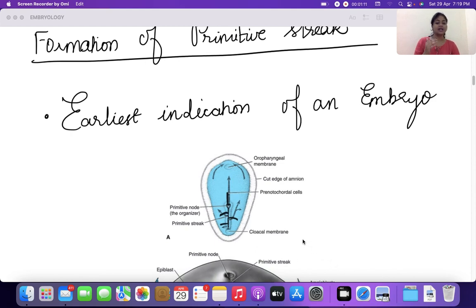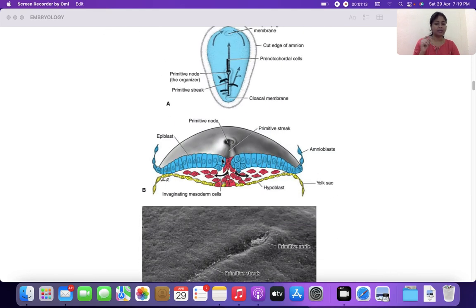What happens is that at one particular point the epiblast columnar cells are taller than the other area and are so much attached with the hypoblast. From this area the cells are pluripotent and they tend to migrate downwards between the epiblast and hypoblast, and that later becomes the mesoderm cells. Similarly, the cells migrate along the line and this forms the primitive streak towards the primitive node.